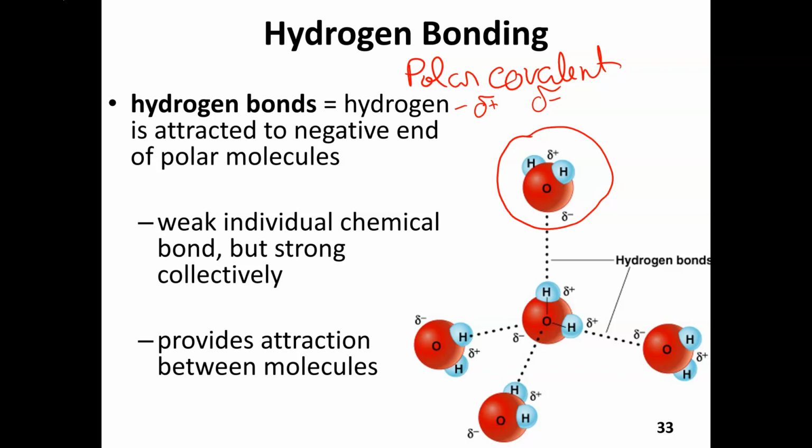So here's an example of a polar covalently bonded molecule. This is water. So oxygen, because those electrons sit closer to the oxygen nucleus, gets that partially negative charge and the hydrogens get partial positive charges. And so what happens is, because positives and negatives are attracted to each other, we get this little bond here. It's a weak individual bond, but when you have multiple bonds, it can become a very strongly bonded substance. And that's what we see in water.